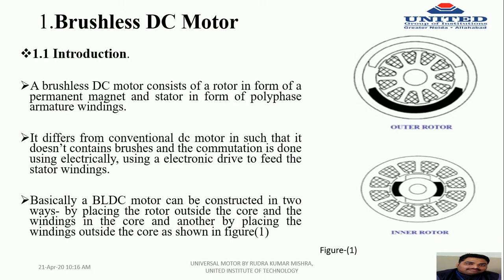Brushless DC motor. A brushless DC motor consists of a rotor in the form of a permanent magnet and a stator in the form of polyphase armature winding. It differs from a conventional DC motor in that it does not contain brushes and commutation is done using an electronic drive to feed the stator winding.